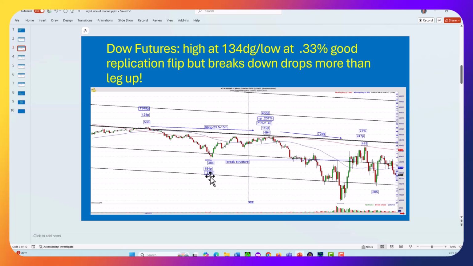Only thing is we're using our new indicator here, and if we didn't have the new indicator, we probably wouldn't know this. So that's why this is really important. It bounces up to the midline of this larger degree pitchfork and fails. Now, never mind the rest of all this other stuff. I'm concentrating right here on the break of structure. When it comes down to here and it breaks this really good replication flip, it actually drops more points than the whole leg up.